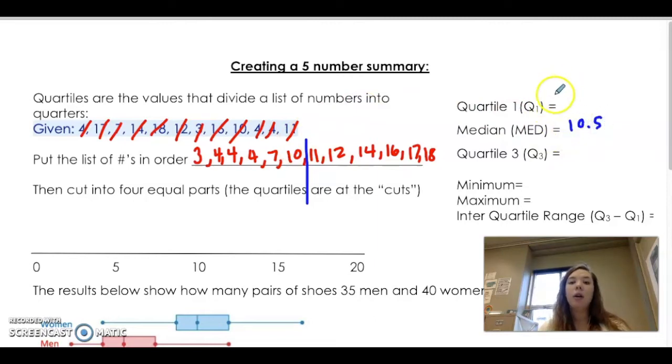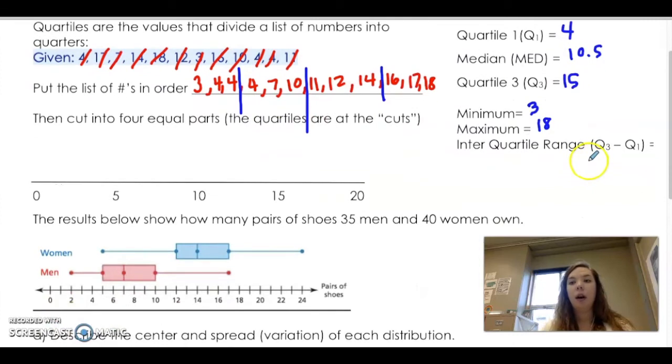Okay, quartile 1 means we're going to find the middle of this half. So since there's 6 total, our middle is in between 3 and 4 because now we have 3 and 3. We're dividing it into fourths essentially. Here we have 3 and 3 again. So our quartile 1 is going to be 4. Our quartile 3 would be 15 because that's right in between 14 and 16. Our minimum is 3. Our maximum is 18. Our IQR, in this case, would be 15 minus 4, which is 11. Okay?